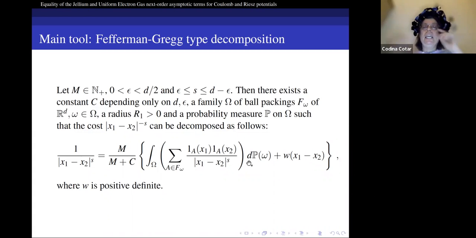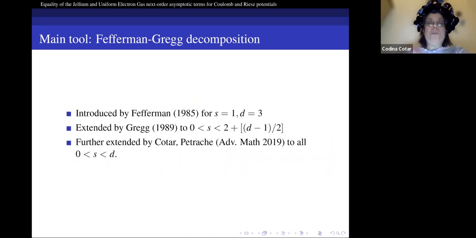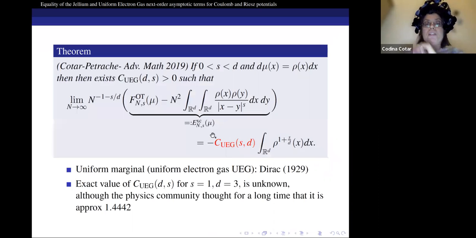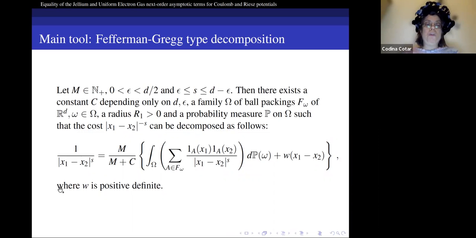So it is very useful, because once I work with this short-range interaction, it turns out to be easier to show the next order term. So basically what we do is show that the optimal transport problem for the original long-range interaction is equal to the one for the short-range interaction.